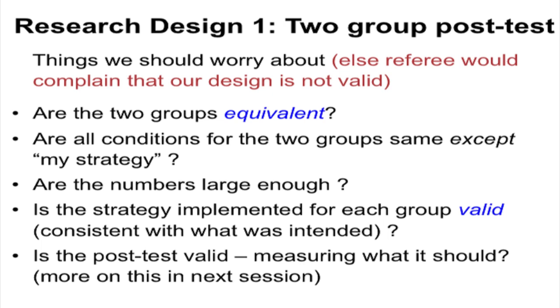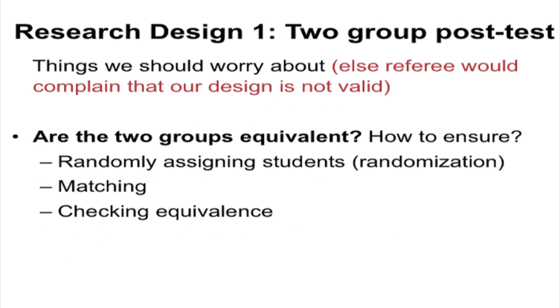So let's go through some of these one by one, and let's look at equivalence. And we'll see how to ensure equivalence. So there are several methods, and I would say these are from strong to weak. So the one at the top is the strongest method. If you are able to randomly assign students to each group, it is considered to be a strong method to establish equivalence.